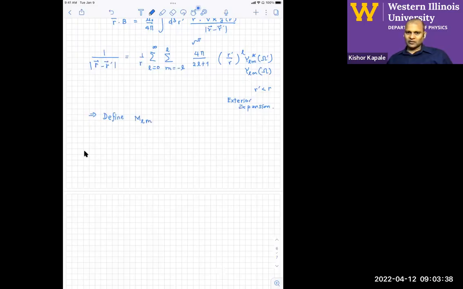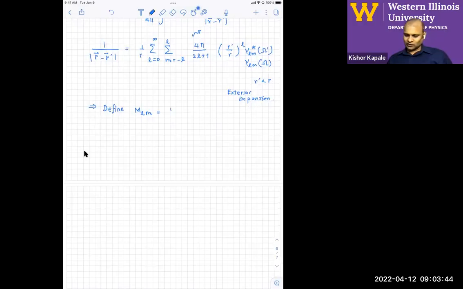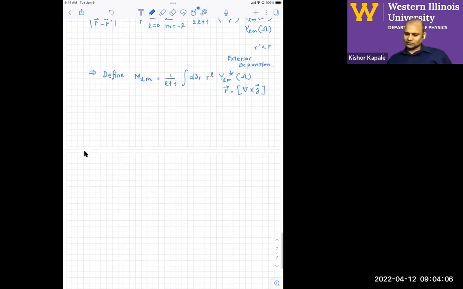And let's first define the magnetic moments. Now we're not using ALM or BLM, we're using MLM. So that's a magnetic moment, which is 1 over L plus 1, integral d cube r, r to the power L, YLM star of omega, multiplied by a scalar quantity which is formed out of r dotted with curl of J. There are two vectors, but you want it to be a scalar quantity. And so once we define those MLMs, you can then write down psi of r as the expansion of them.